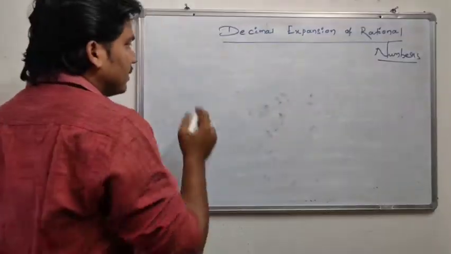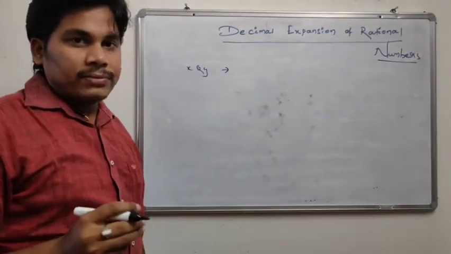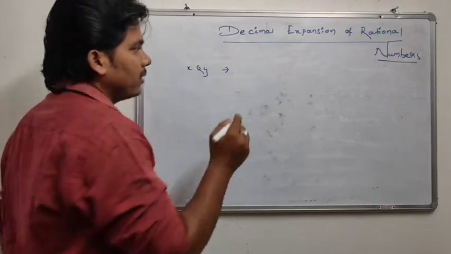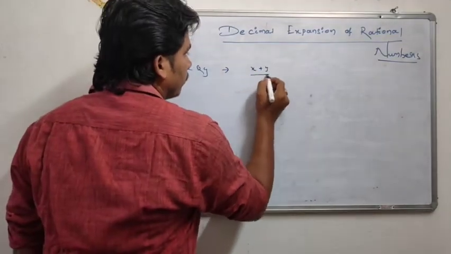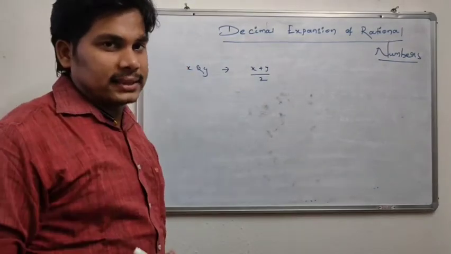Let's take the two numbers, I will say x and y. We have to find a rational number in between x and y. Then what is our formula? (x + y)/2. This is the formula to find the rational number in between x and y.